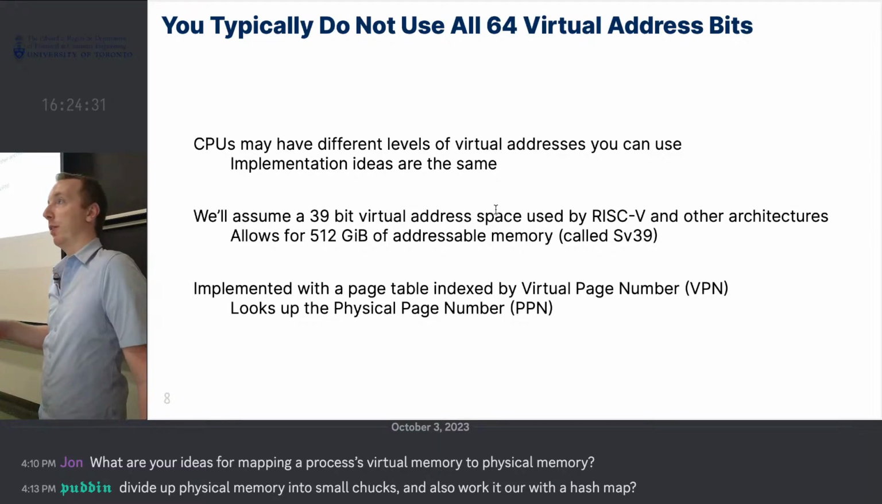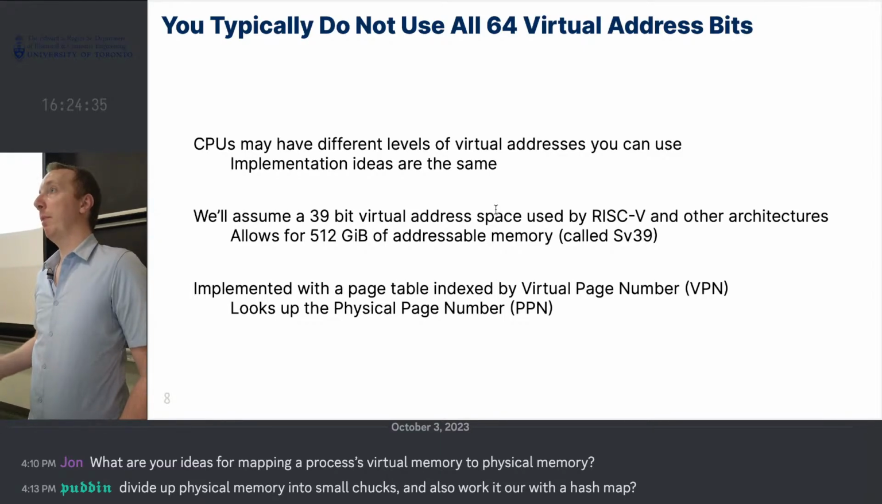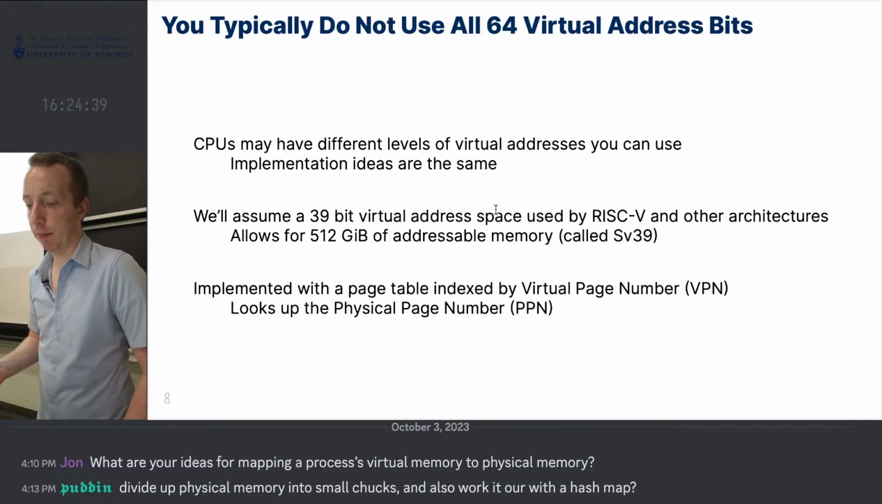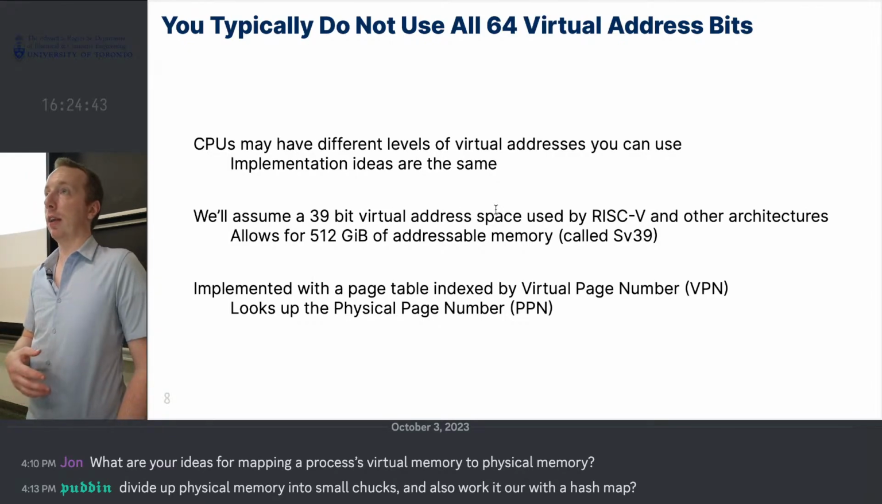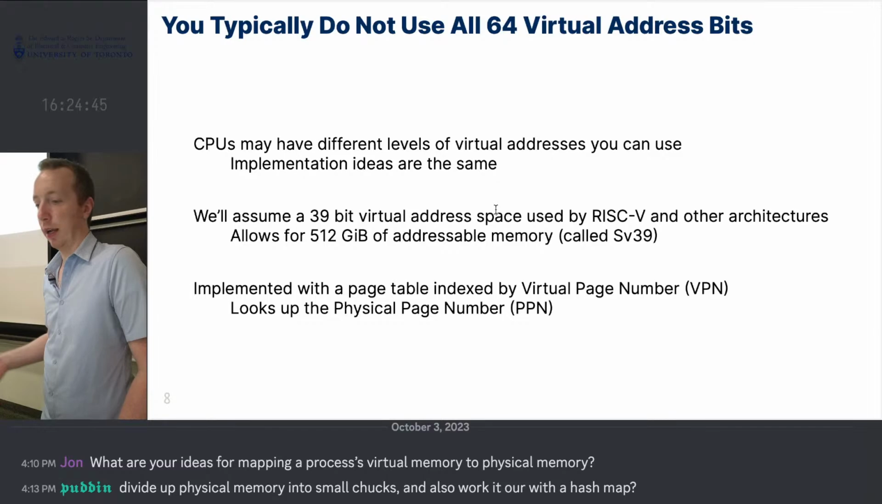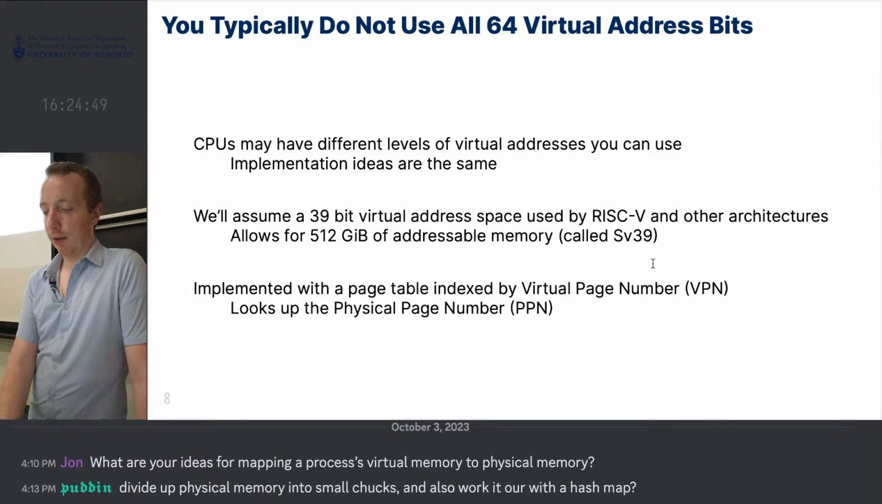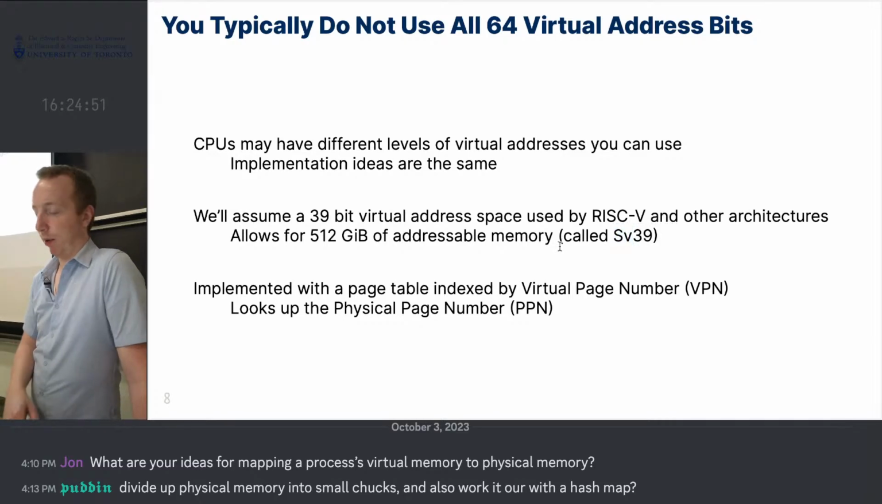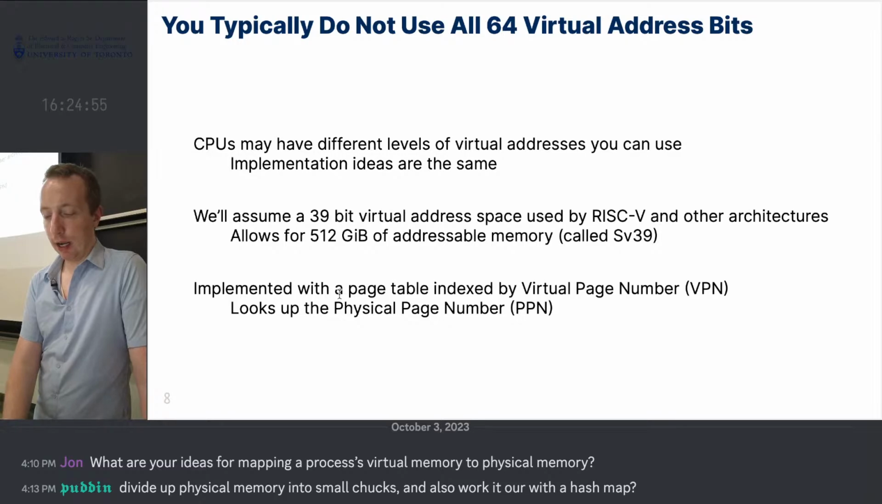So that means you could address up to 2 to the 39 bytes of memory, which would be 512 gigabytes of memory. So that is the maximum amount of memory your process can actually use. The machine could actually support more memory. So this is something called SV39 in RISC-V. Every system will call it something different.